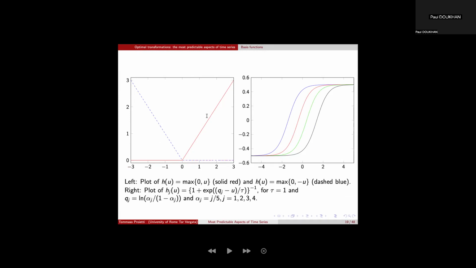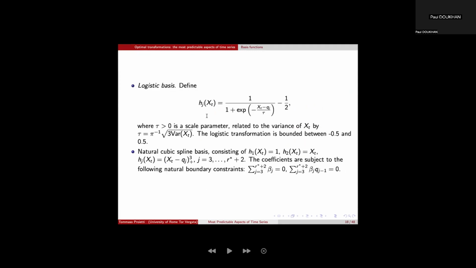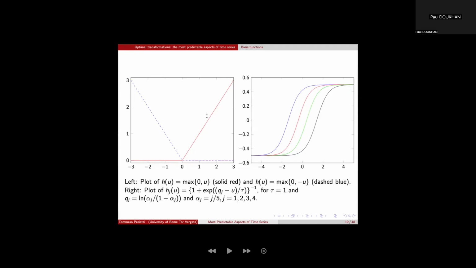Now think of, if R is larger, locating them at the quartiles of the distribution, deciles of the distribution, like this, right? So this is one basis. And the other one would be a set of logistic functions, again located at location shifts of LT, like here. So this is, again, the quantile. And just to have a look at them, they will look like this. These are, for instance, four members of this set located at the quintiles of the distributions.